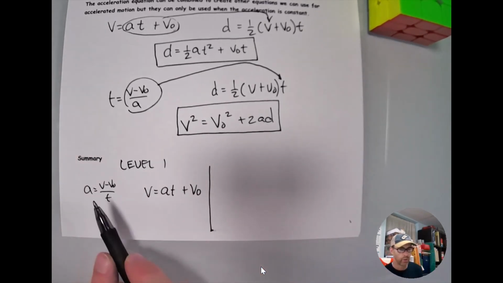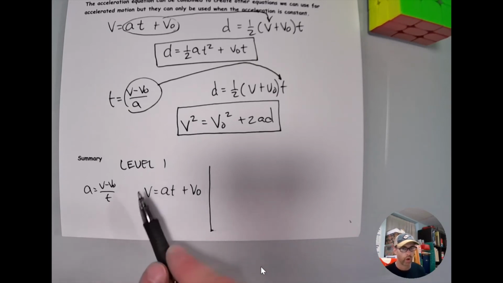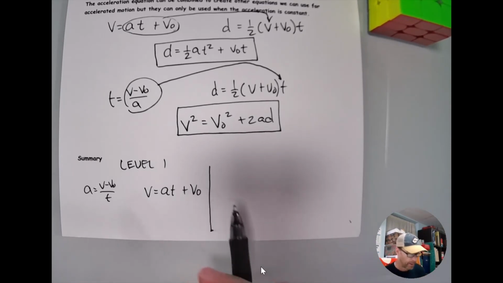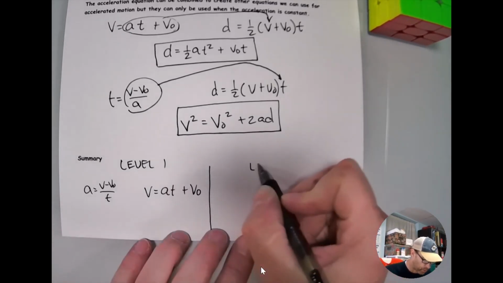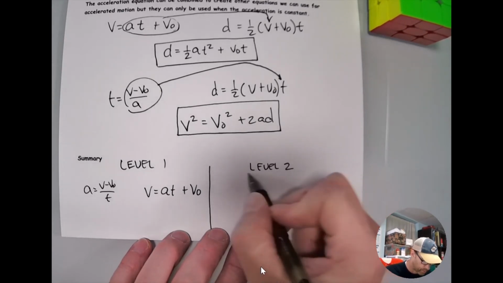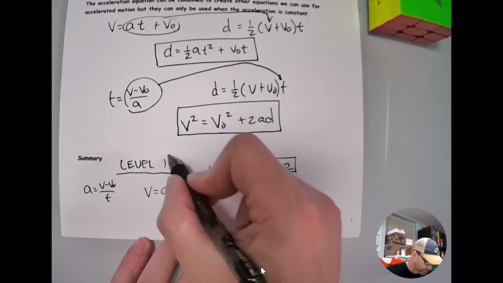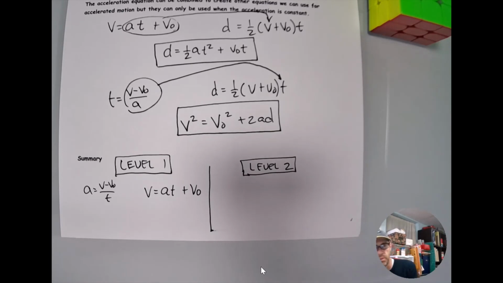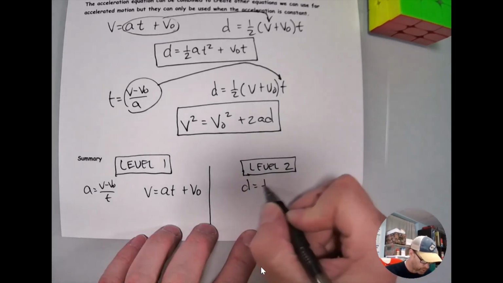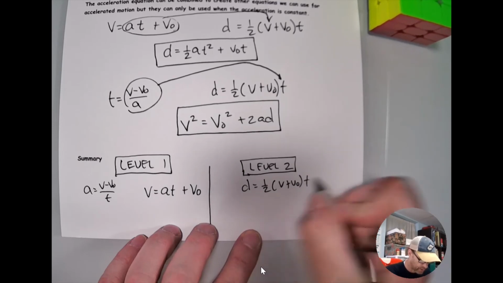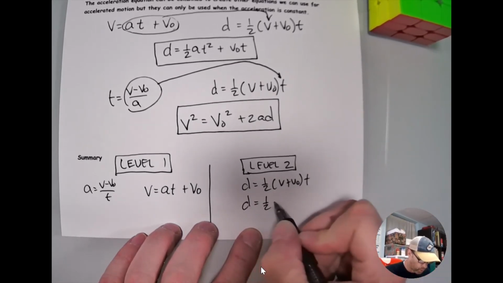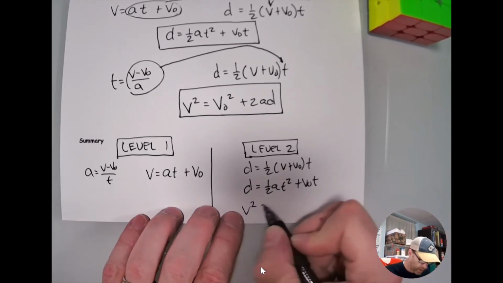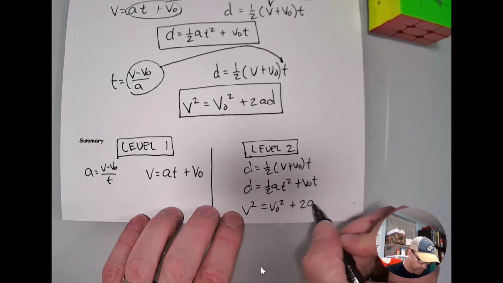If you're solving for a, you use this guy. If you're solving for anything else, start with this. This just takes you one algebra step ahead so that it'll be easier for you to get to the final answer. Once you master that, you know how to do that, then you would move on to level 2. At level 2, you would be asked to show that you can use the equations that involve the displacement. And so that would be d is equal to 1/2 (v plus v naught) t. d is equal to 1/2 at squared plus v naught t. And then finally, v squared equals v naught squared plus 2ad.